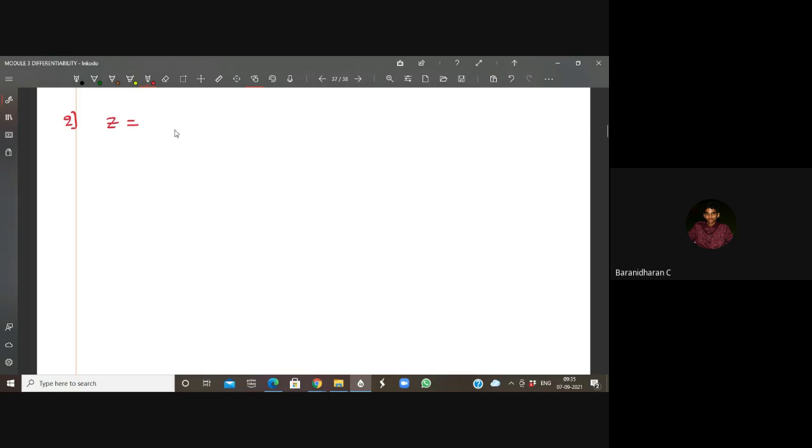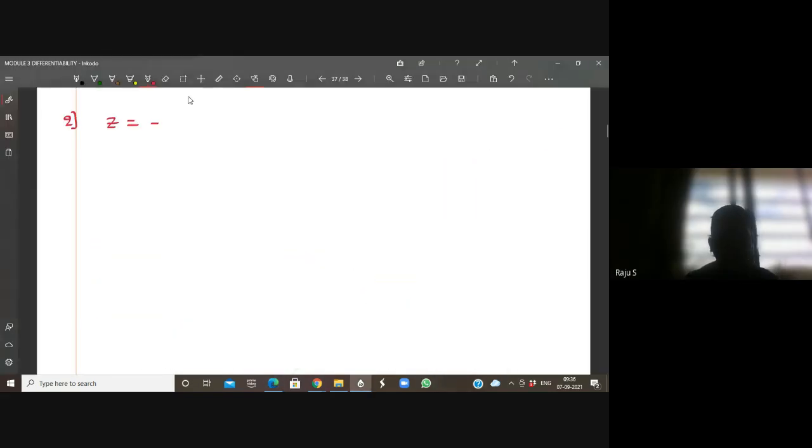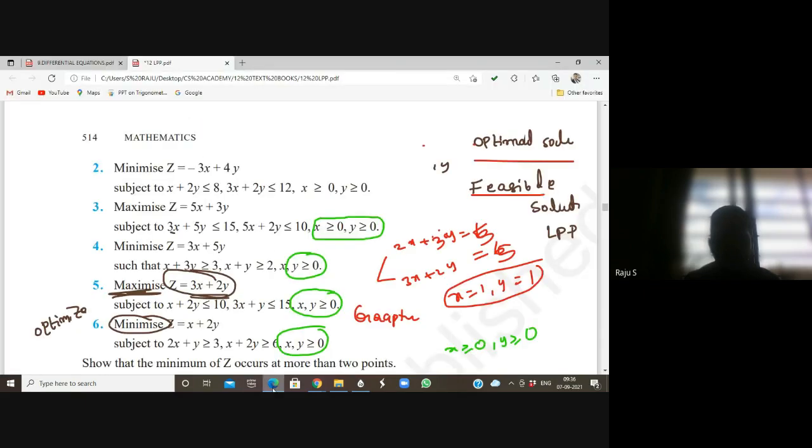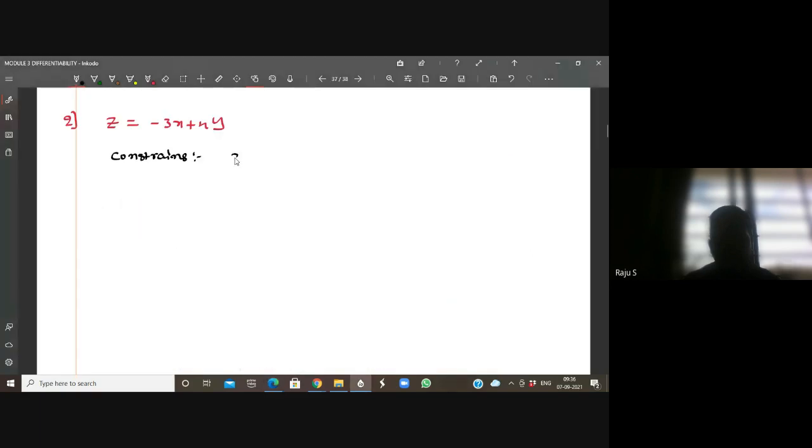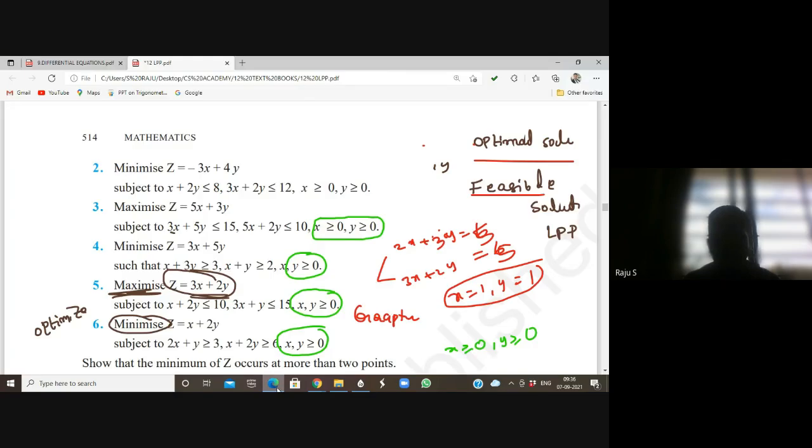What is the objective function they have given? Z is equal to -3x + 4y. Okay, what are the given constraints? Constraints means linear inequalities. x + 2y lesser than or equal to 8.